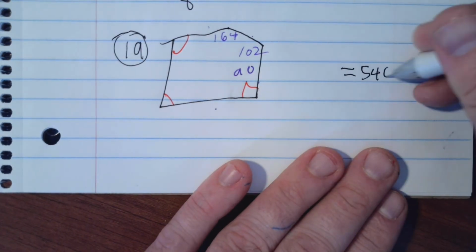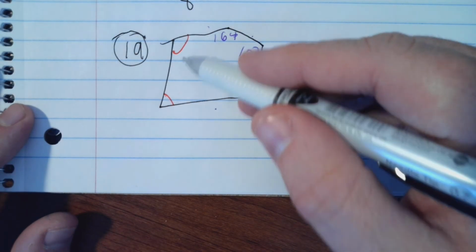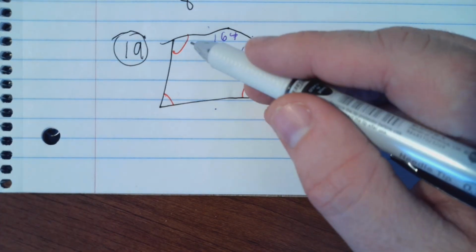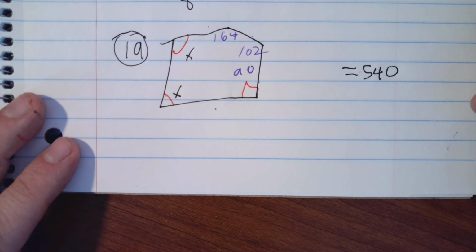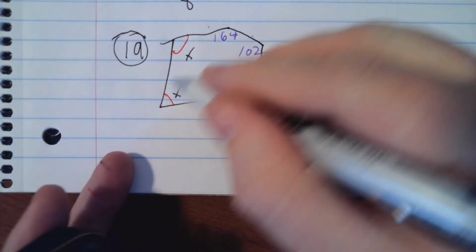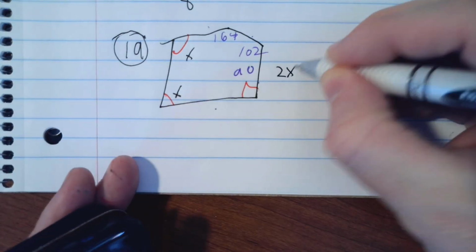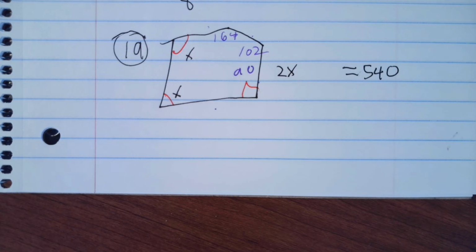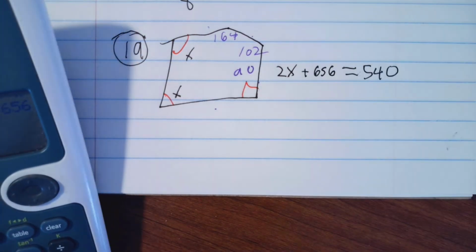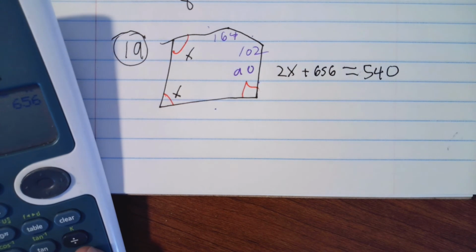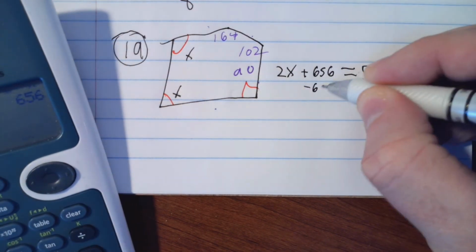Well, how am I going to figure this out? What are those going to equal? I know they equal the same. I don't know what they are, so I'm going to assign it a variable. Okay, so I got 2 x's here. And I'm going to go ahead and add that up. $656, and I'm going to work it out from there. So it should be this.